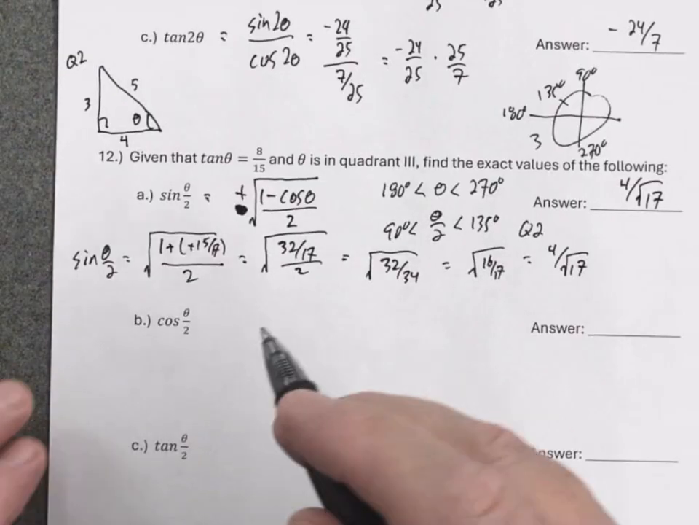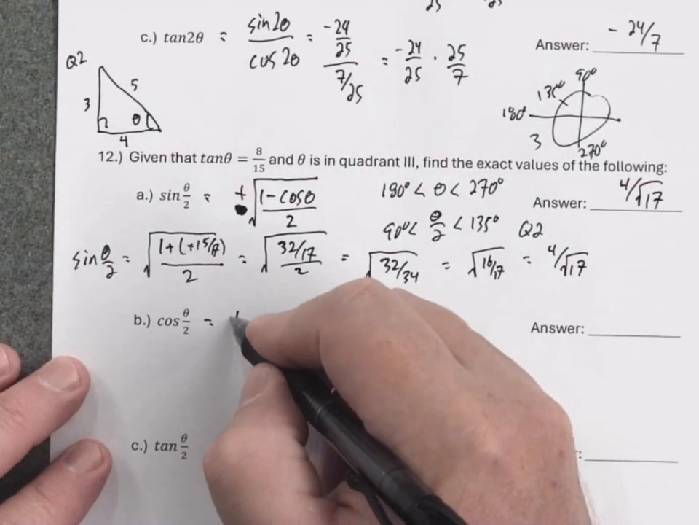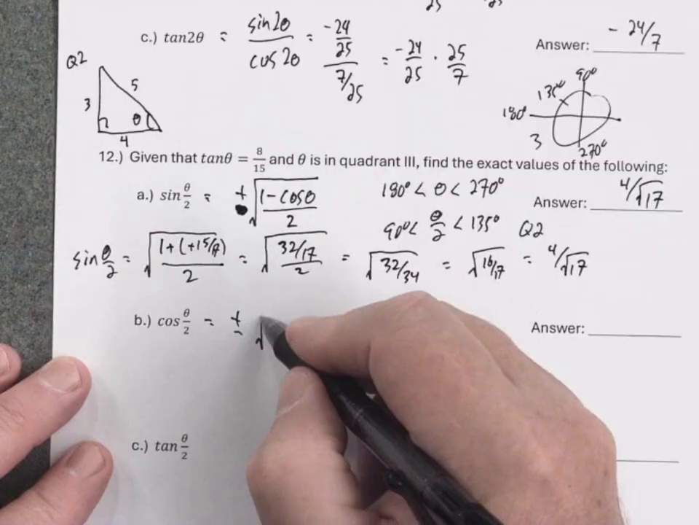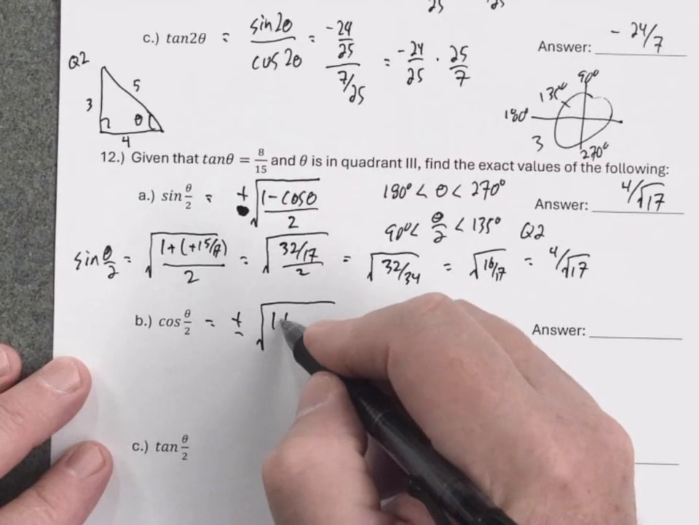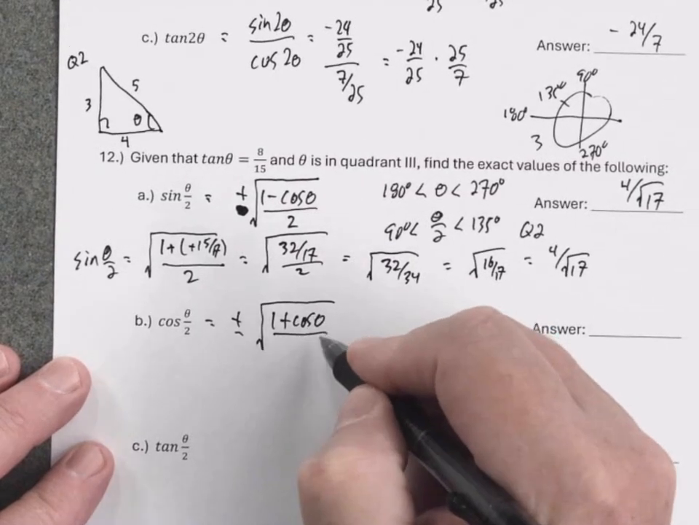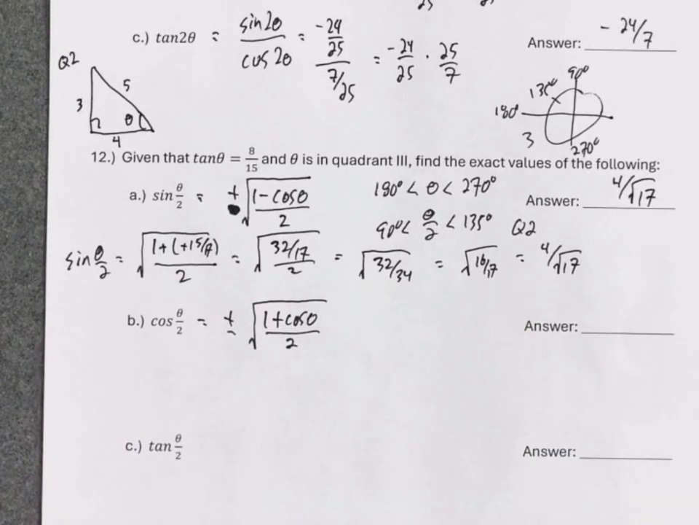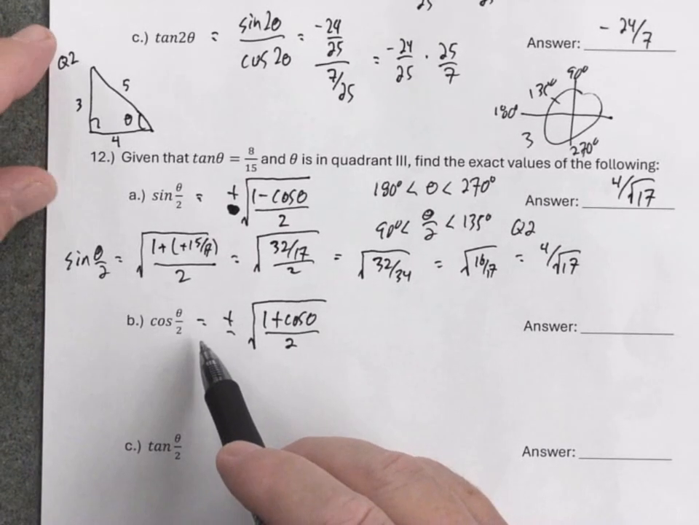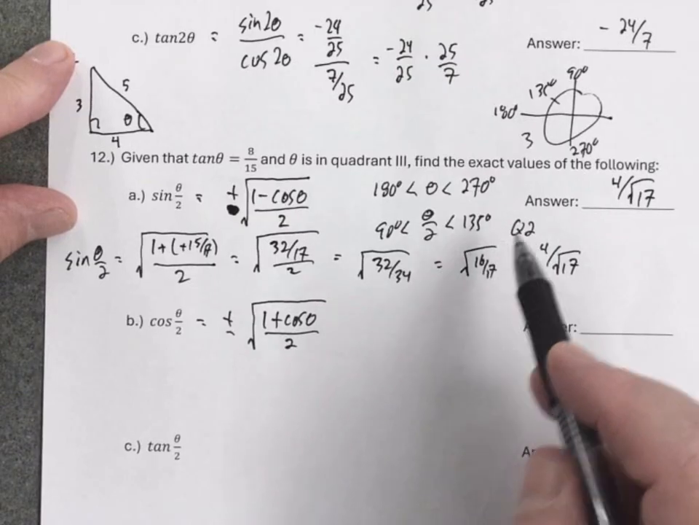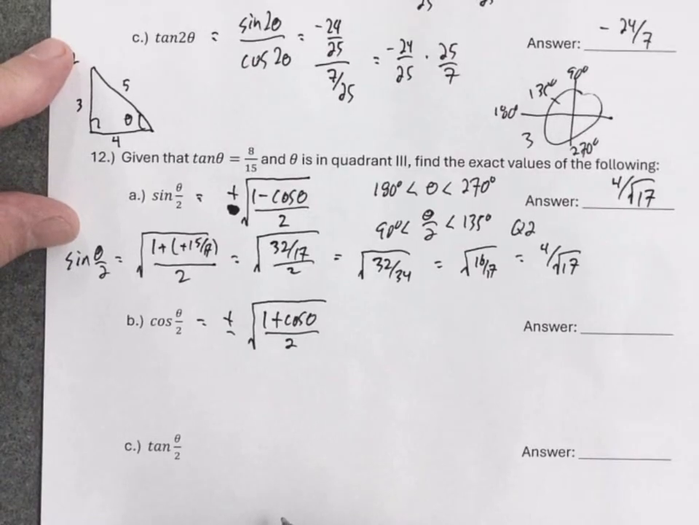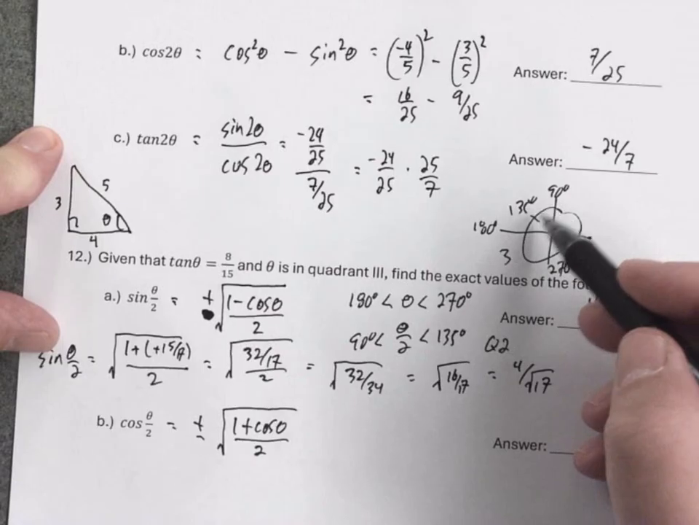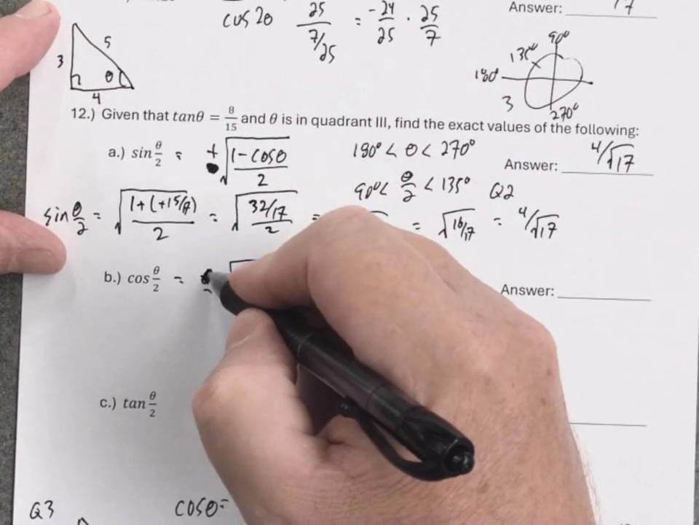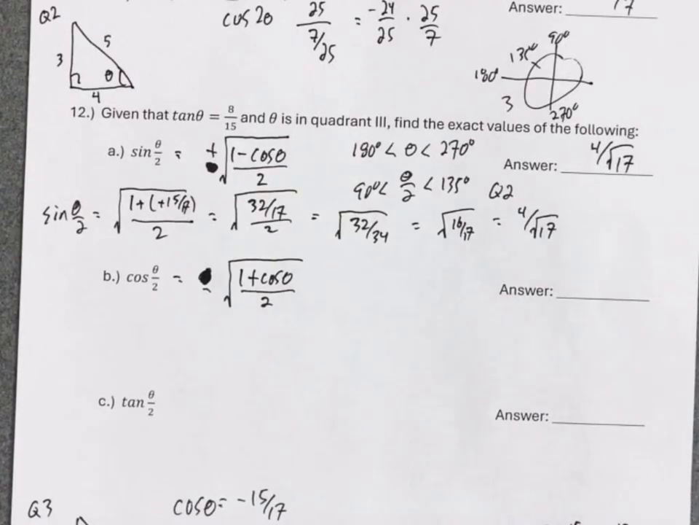Now the cosine, the formula looks almost the same as the sine, except one difference. Instead of subtracting, we add 1 plus the cosine. Now let's look in quadrant 2, since the half angle is in quadrant 2, what is the cosine of quadrant 2? In quadrant 2, the cosine is negative, so now I know this answer is going to be a negative.